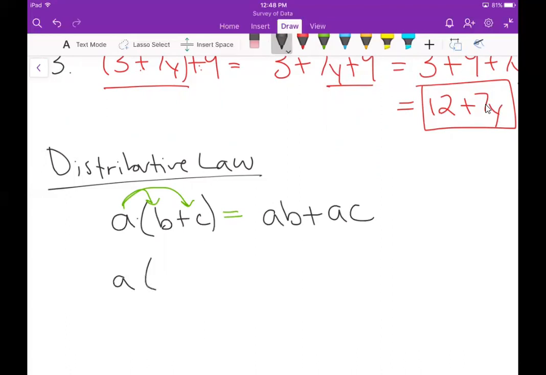So remember, subtraction is just adding a negative, right? So if I have a negative, this still works. I can still distribute the A through, and that time I'll just end up with A times B minus A times C for my distributive law. So it's another way to get things that are trapped inside parentheses, that can't be combined, out of those parentheses to simplify the expression.